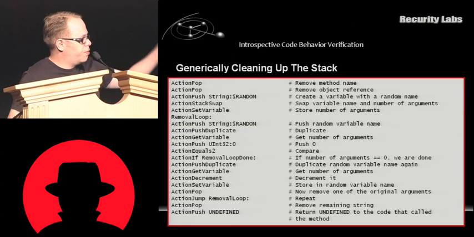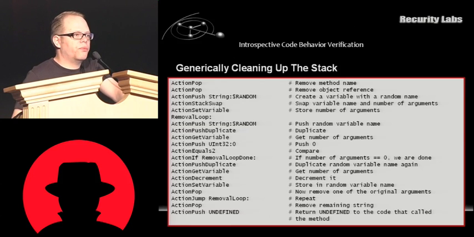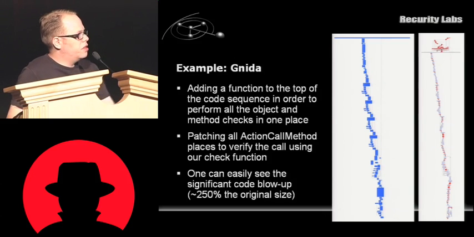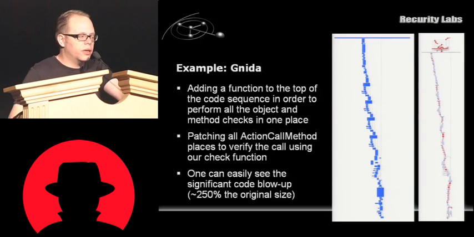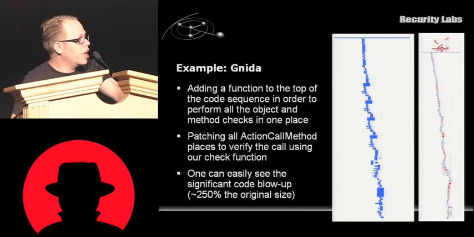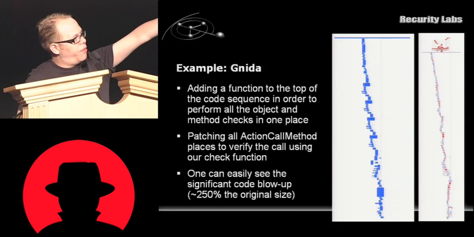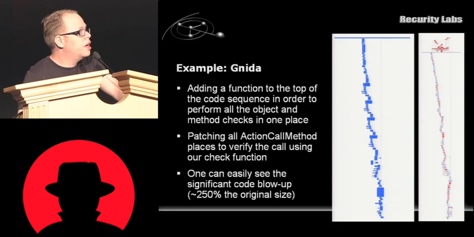And you see that this is quite a lot of code. And when you put that into every place where a method of an object is called, you get quite some inflation. That's what you see here. On the left side, the one that's completely blue, is the complete code flow graph of the Gnida malware example. On the right-hand side, you see the same code flow graph, with the little red thingies being the basic blocks that we introduced. You can easily see that we have quite some code inflation here, approximately 250% of the original code.